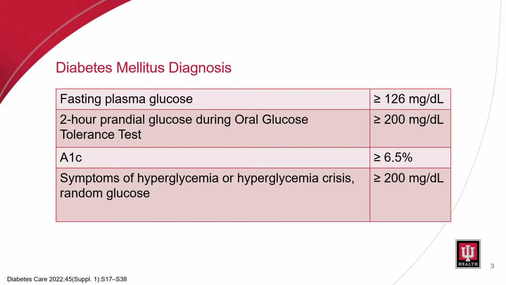We can also diagnose somebody with diabetes if they come in with symptoms of hyperglycemia or hyperglycemic crisis and we draw a random glucose at any time and it is greater than or equal to 200 milligrams per deciliter.